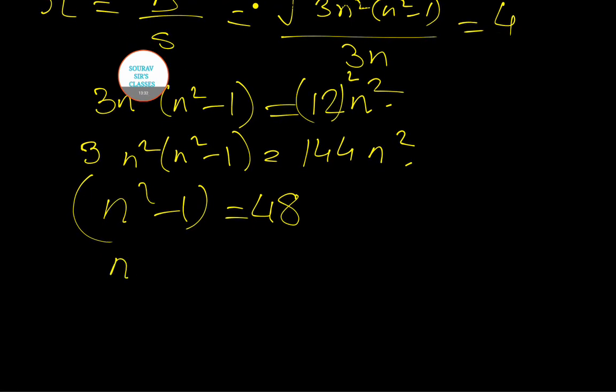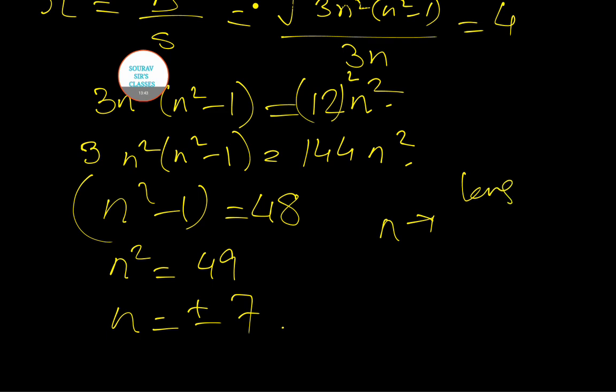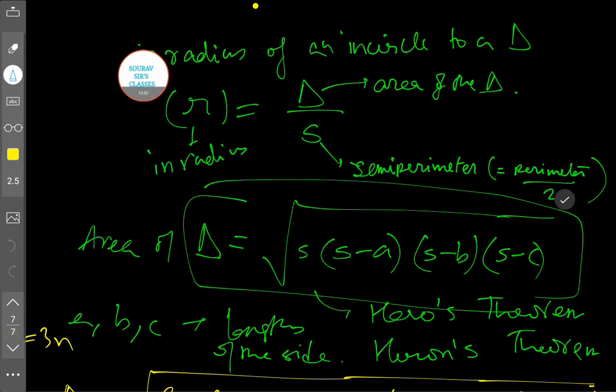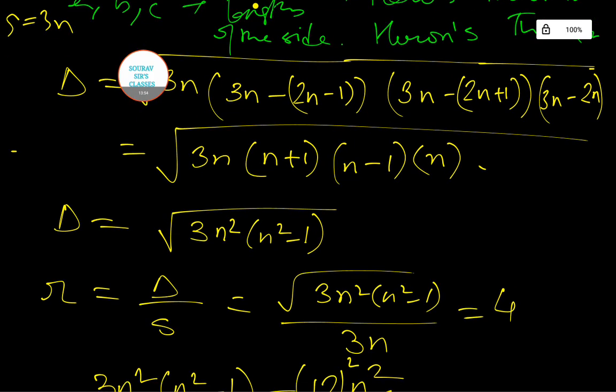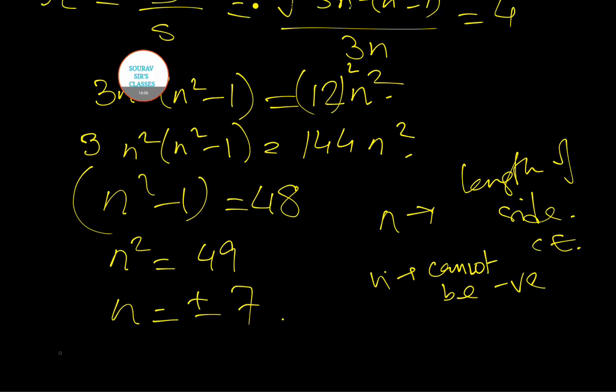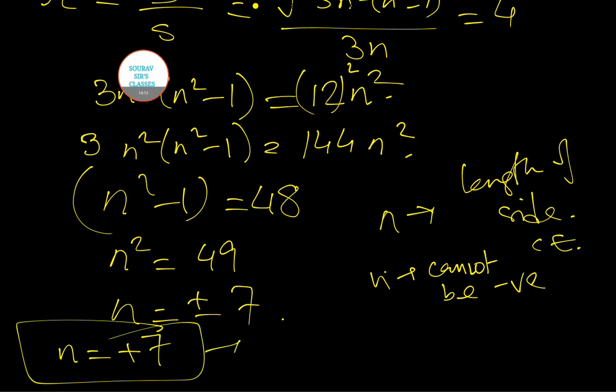So n square equals 49, so n equals plus minus 7. Now since n is the length of the side, and we took n as the length of side CE, n cannot be negative, so n equals plus 7 will be the only choice we have.